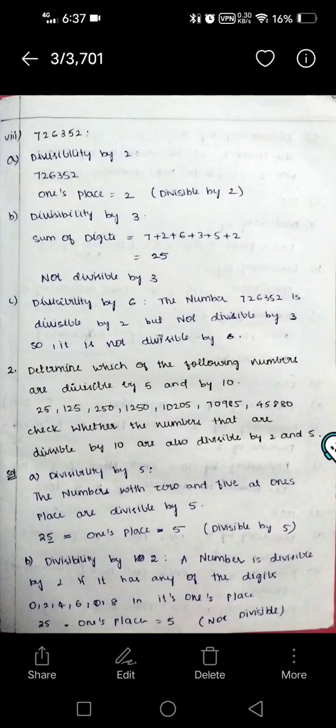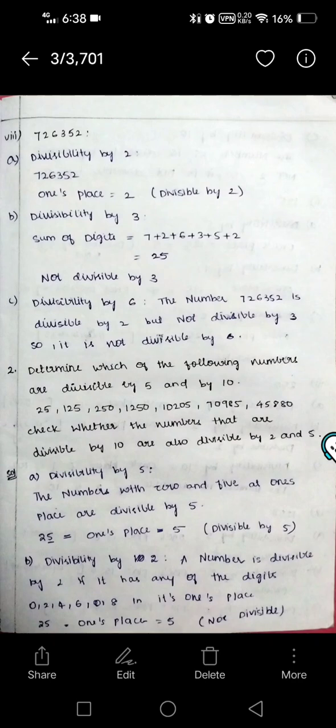The next bit is exercise 3.1. Determine which of the following numbers are divisible by 5 and by 10. The given numbers are 25, 125, 250, 1250, 10205, 70985, 45880. Check whether the numbers that are divisible by 10 are also divisible by 2 and 5.